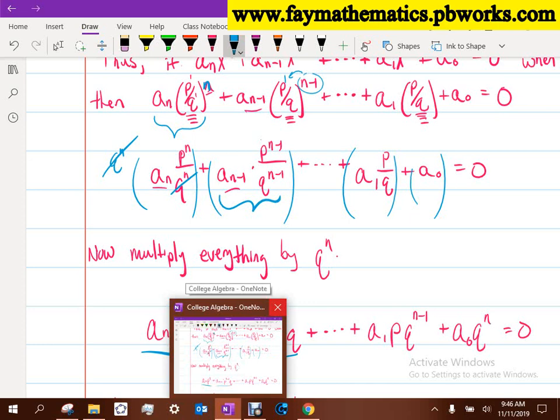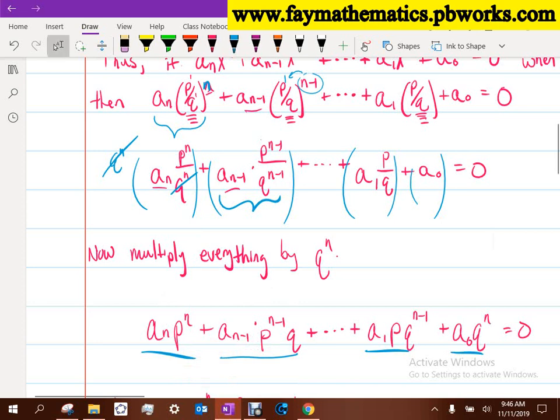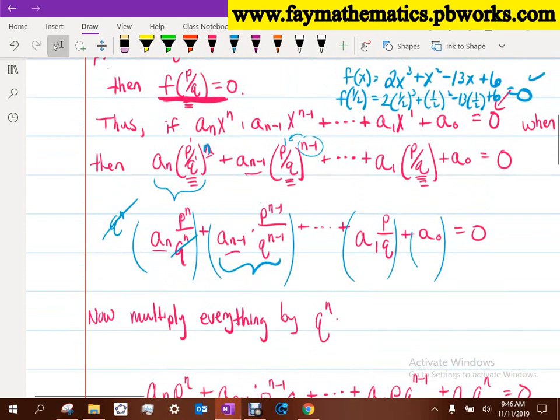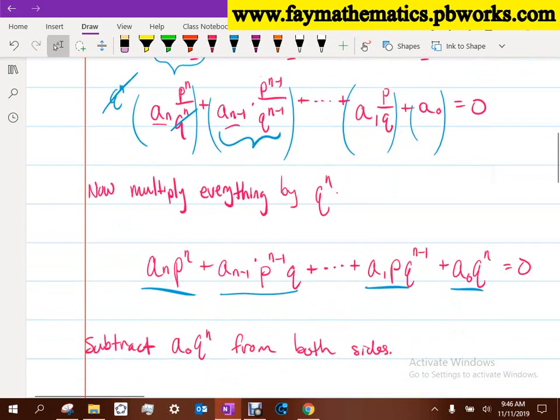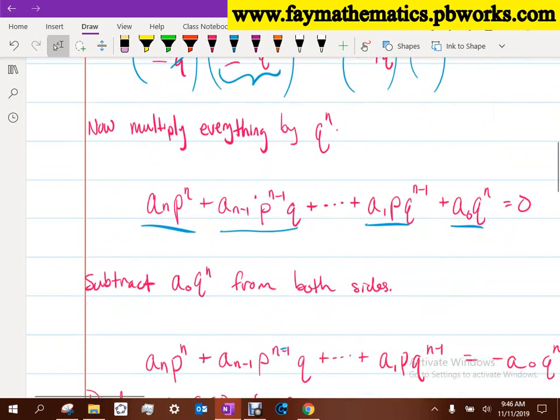Multiply by q to the n over here gives me this. Multiply by q to the n there. So really, the idea of multiplying everything by q to the n got rid of all my fractions, right? That was what I was looking for. Okay? Those things equal 0. All right, now here's a step that might not make a whole lot of sense right away.